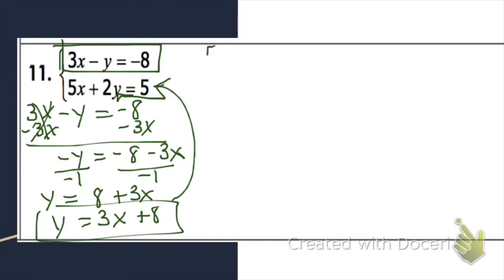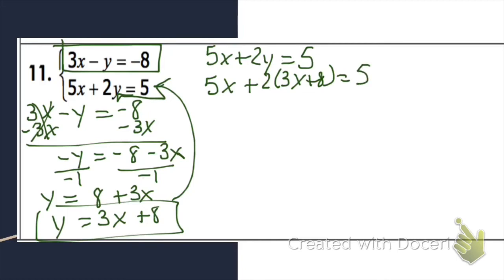So I'm going to rewrite this. I have 5x plus 2y equals 5. I'm going to substitute my y value in. So I have 5x plus 2 times (3x plus 8) equals 5. I'm going to have to distribute, but before I do that, I'm just going to bring my 5x down. Now I'm going to distribute my 2 to my 3x and my 2 to my plus 8. 2 times 3x is a positive 6x, and 2 times positive 8 is a positive 16, equals 5.